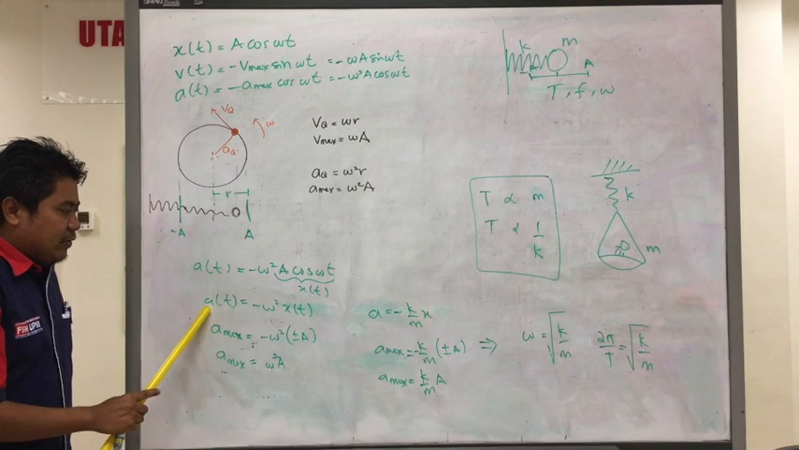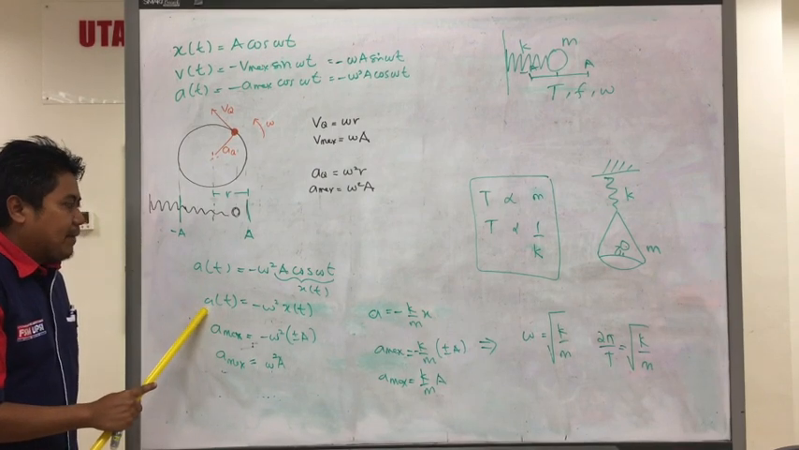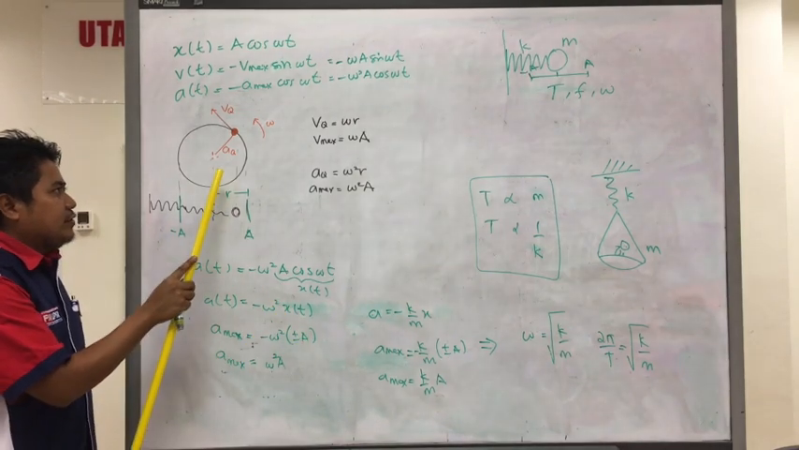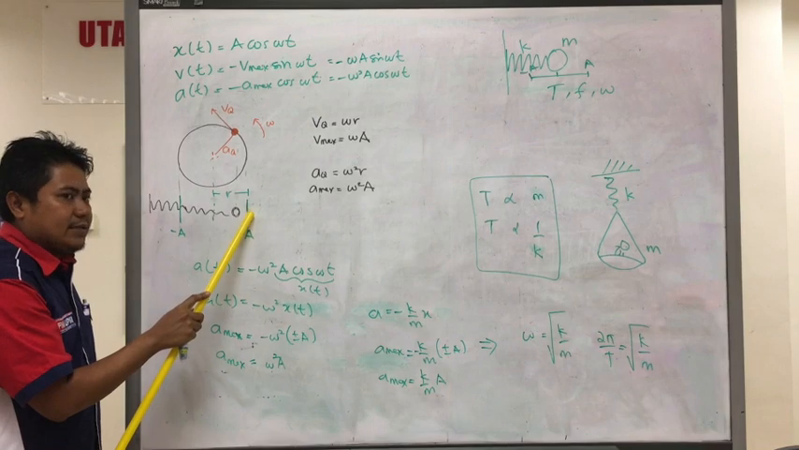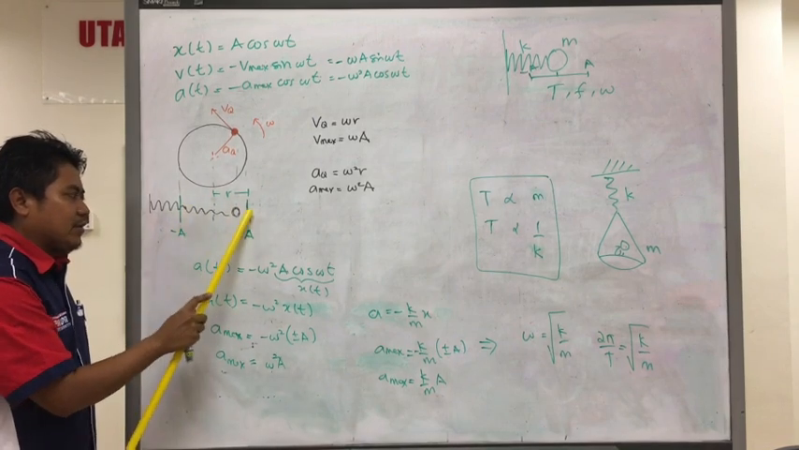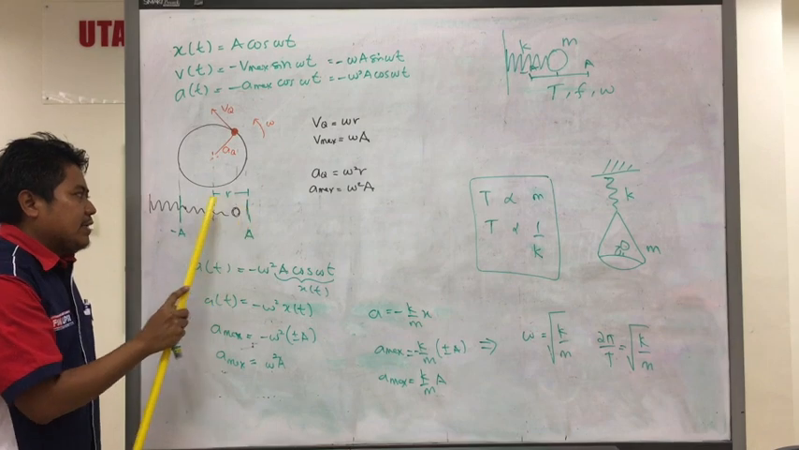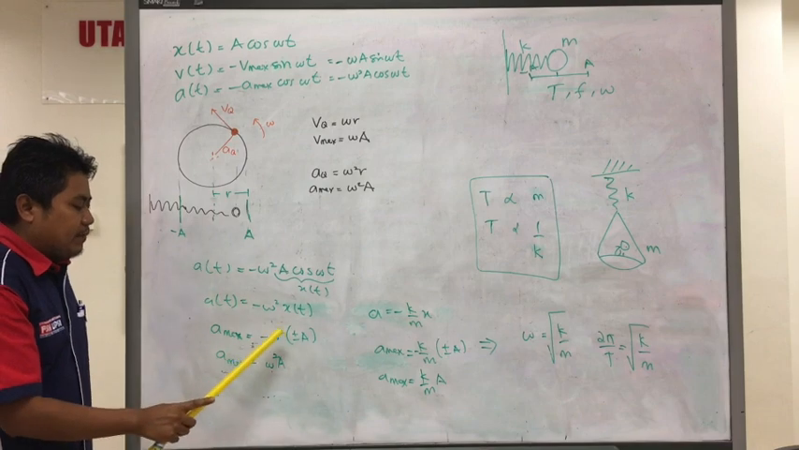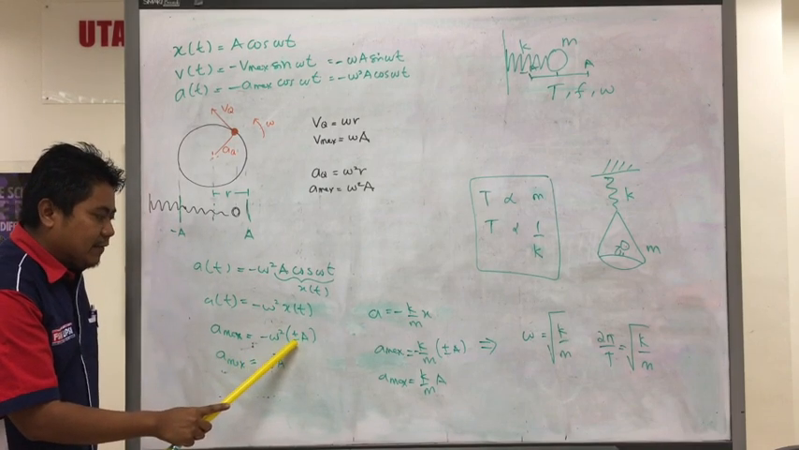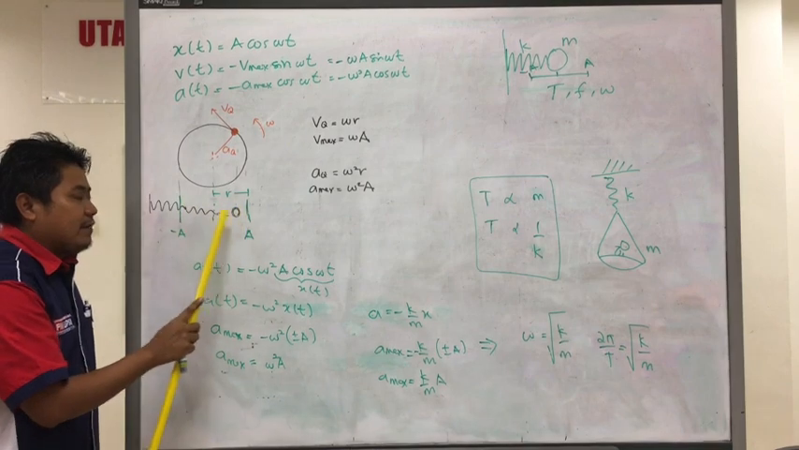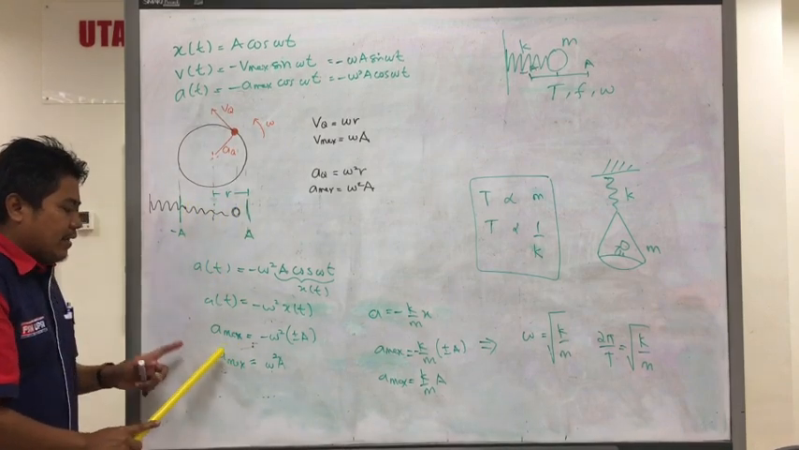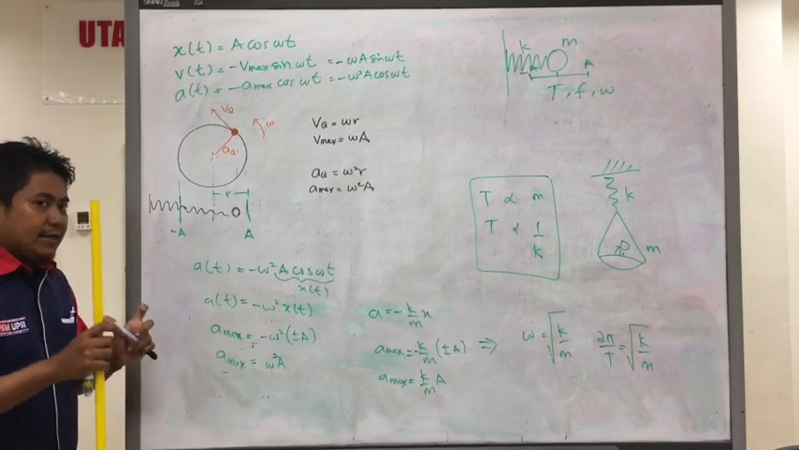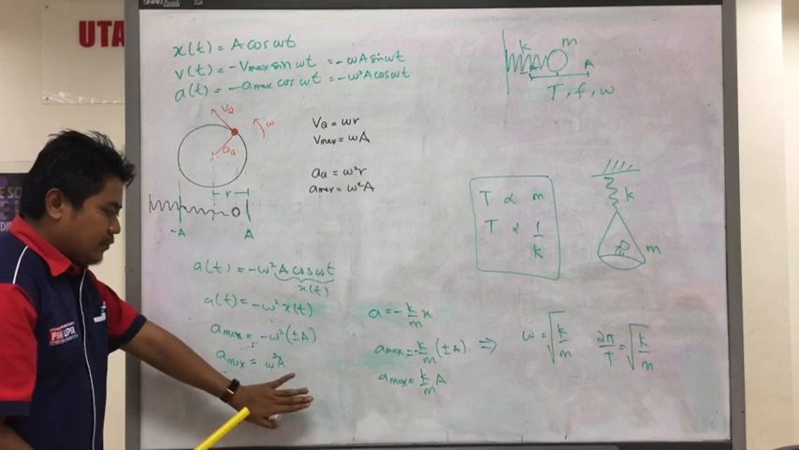The maximum value of acceleration happens when x equals A. That means the acceleration is maximum at these two points of maximum displacement, and so the force is also maximum here and here. So I put plus and minus here, because acceleration can have its maximum value at both points. The maximum value is equal to omega squared A, taking the absolute value. So this is one thing.